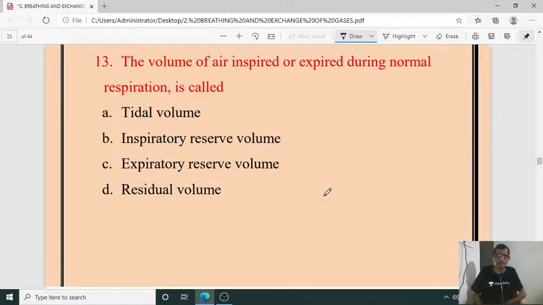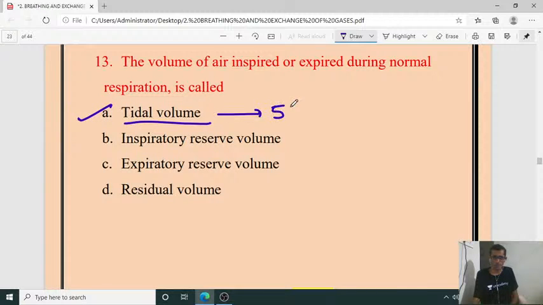Then the 13th one: the volume of air inspired or expired during normal respiration is called what? It is nothing but tidal volume. What is the volume? It is 500 ml of air. That is the normal amount of air inspired or expired during normal breathing. Usually tidal volume is there during the resting condition of our body.